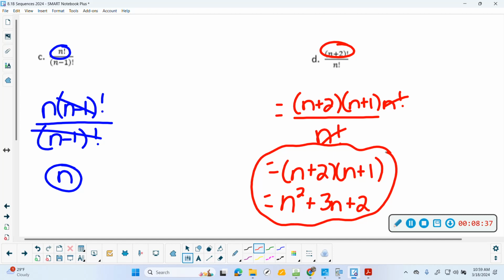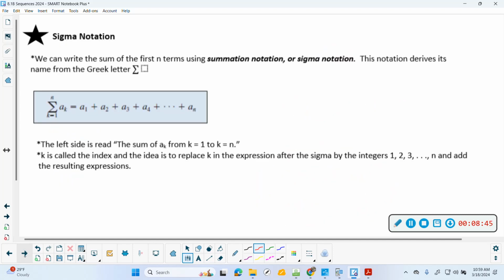Each term is lower. You started at the top, just like 4 factorial: 4, 3, 2, 1. You're going down by 1 each time. Okay, so like I said, we're leading up to the sum of the terms. Not that that's hard at all, but you have to know the notation.